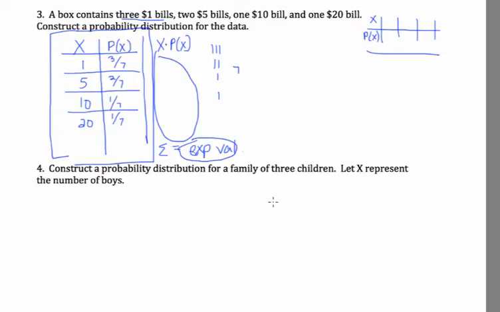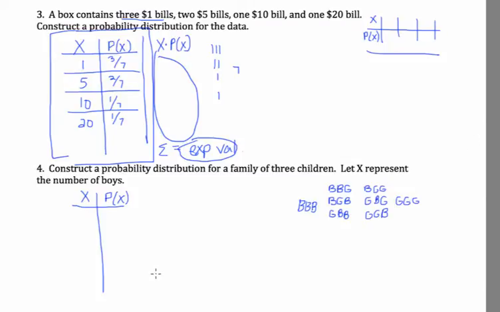Construct a probability distribution for a family of 3 children. Let x represent the number of boys. So I've made my probability distribution. I've listed out all the possible things that could happen. We've made this list a number of times, sometimes with heads and tails, sometimes with having 3 children, boys and girls. Okay, here's all the ways that you could have 3 boys.